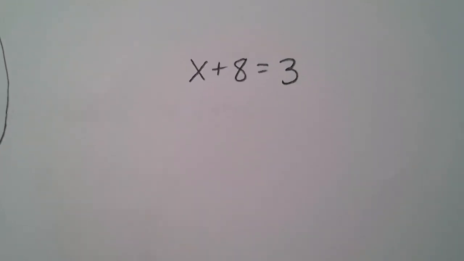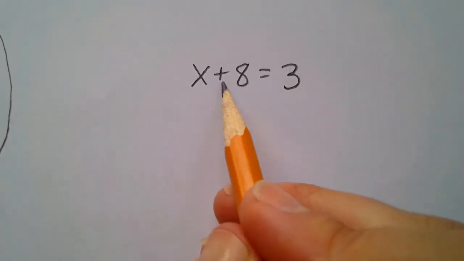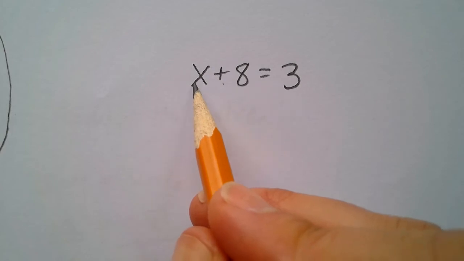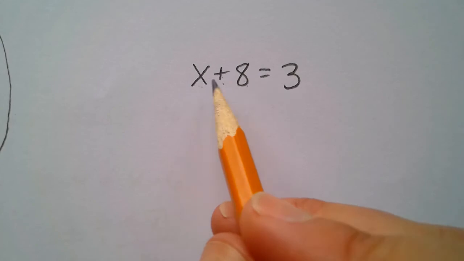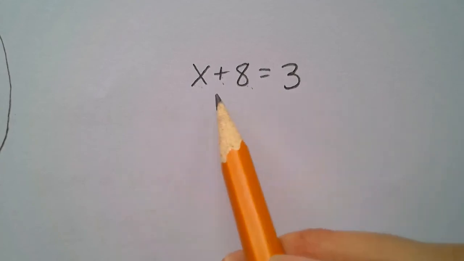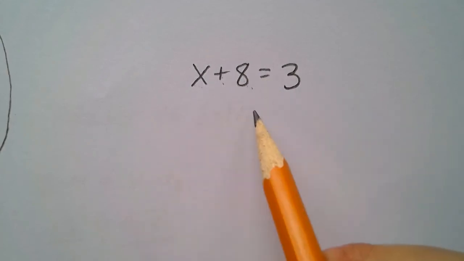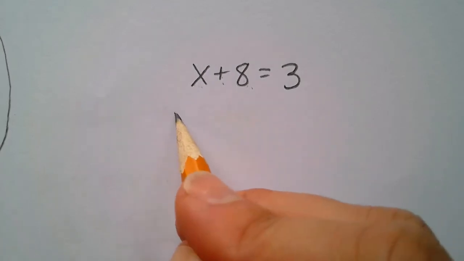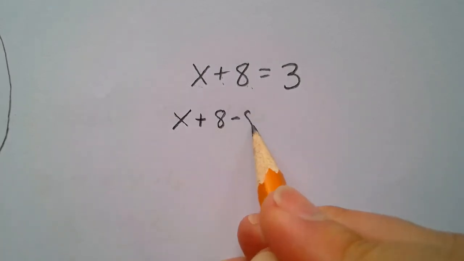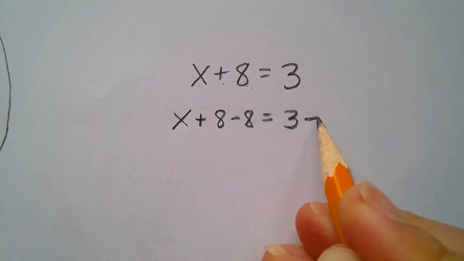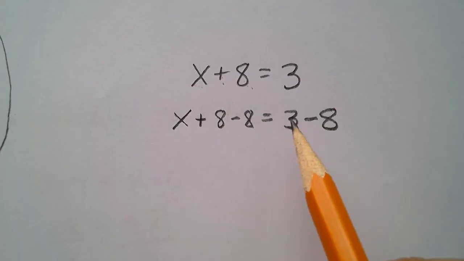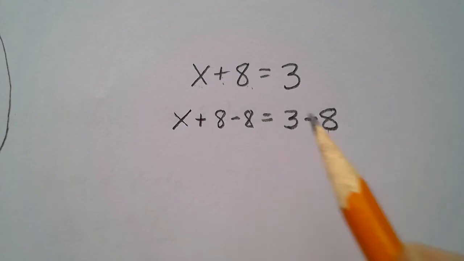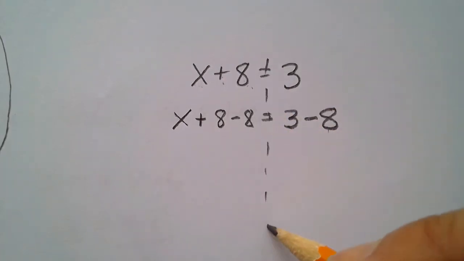Next, I'm going to just look at what operation I'm dealing with the variable. I have x plus 8, or 8 added to x, the sum of x and 8. Those are all the keywords from last year. The sum of x and 8 is equal to 3. We're going to subtract 8 from both sides to isolate the variable. Now be careful because subtraction is not commutative. You're subtracting the 8 from the 3, not the 3 from the 8. So be careful over there on that right side.